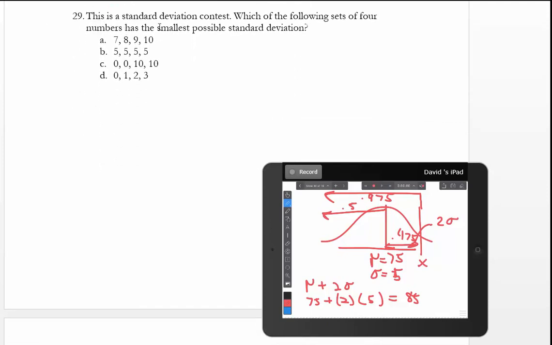The next question, when we're having a standard deviation contest, which of the following has the smallest possible standard deviation? And that'll have to be this one, because it's going to be 0. All of the points are exactly equal, and they're all equal to the mean. So when we get a deviation, it's going to be 0 in this case.